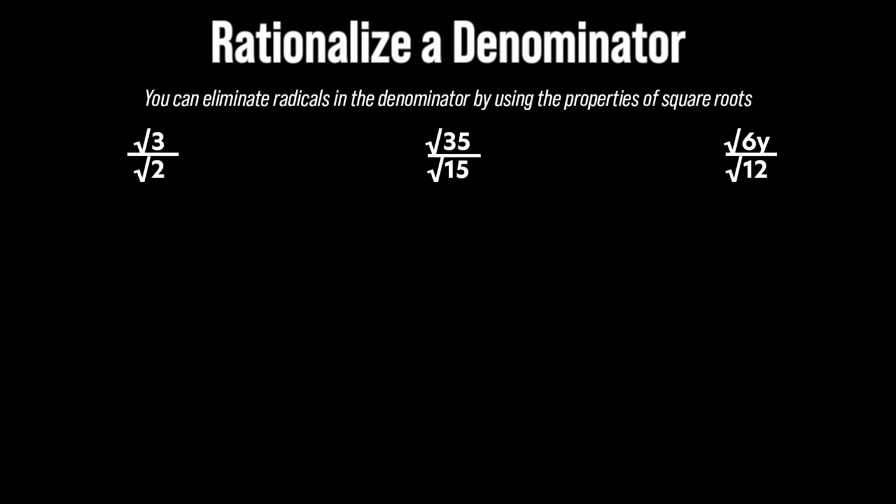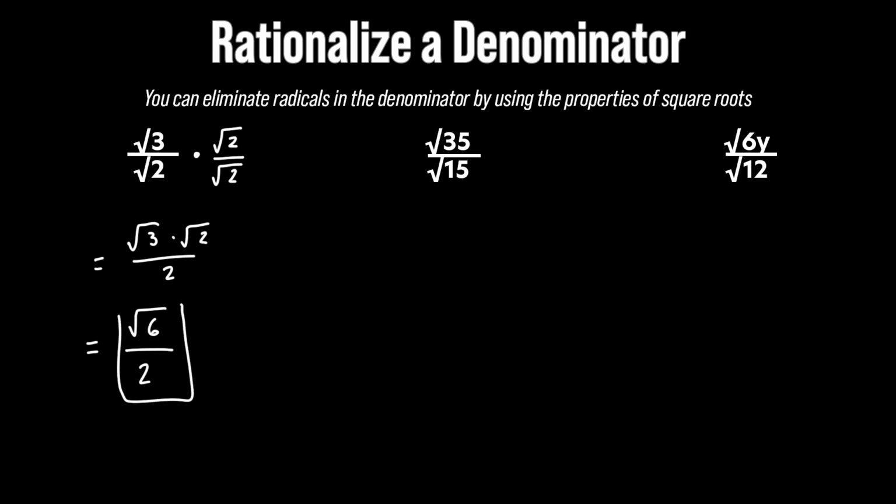As an example, in this first expression here, we can multiply both the numerator and denominator by whatever the denominator is, which is the square root of 2. Why do we do this? Well, it's because when you multiply the square root of 2 times the square root of 2, the square roots cancel out and your answer becomes 2. So in the numerator, we're now going to have the square root of 3 times the square root of 2 over 2, which the numerator can then be simplified to the square root of 6 over 2. So this is our simplified expression.